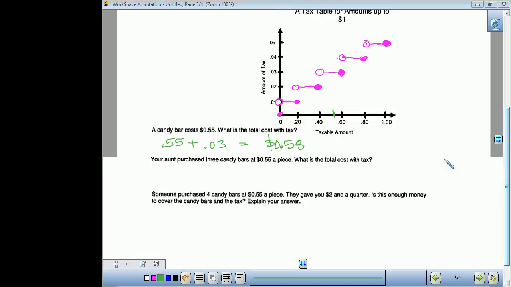All right. So here we go. Your aunt purchases 3 bars at 55 cents a piece. What is the total cost? Could we just say 3 times that total cost that we figured out? Or do we have to do 3 times the 55 and then add the tax to that? I want you guys to determine what the totals would be both ways. And let's compare. All right, go. I think it would be the same. Yeah, it's the same. $1.65.